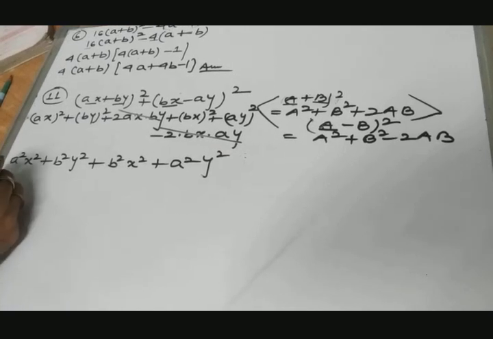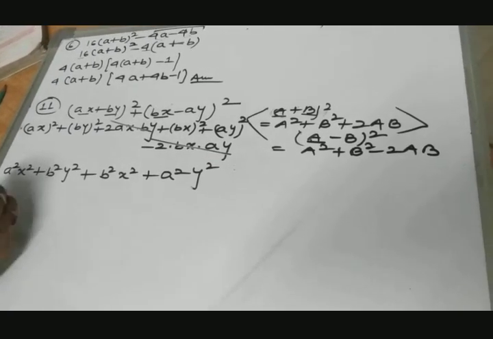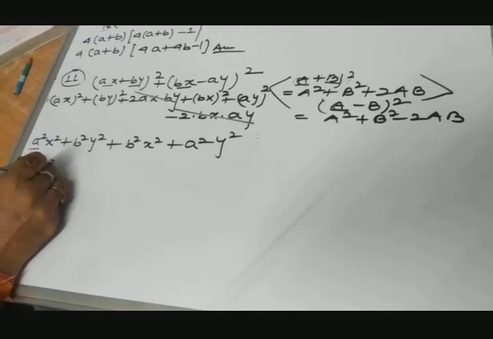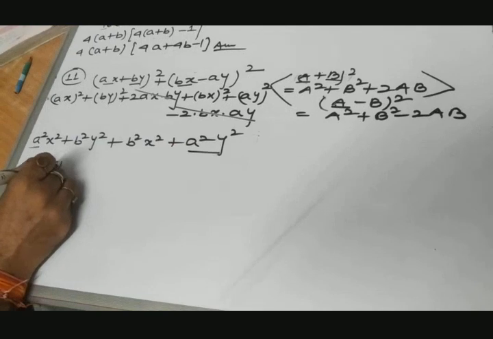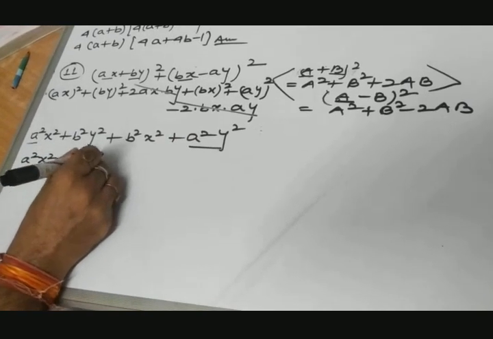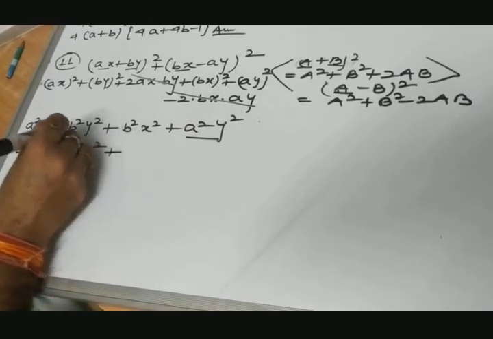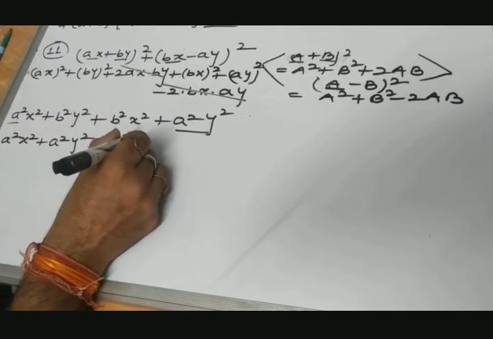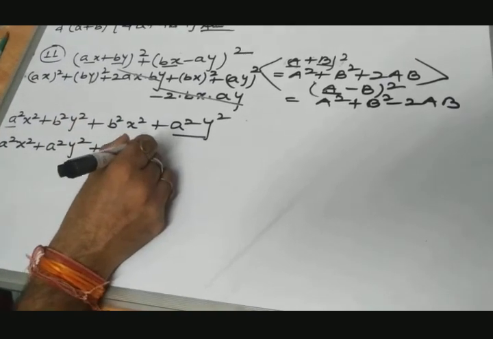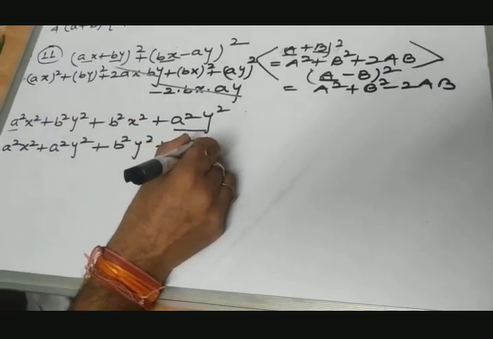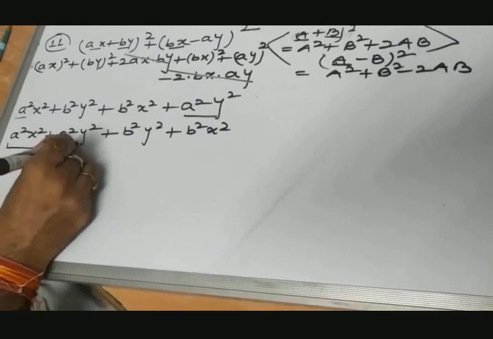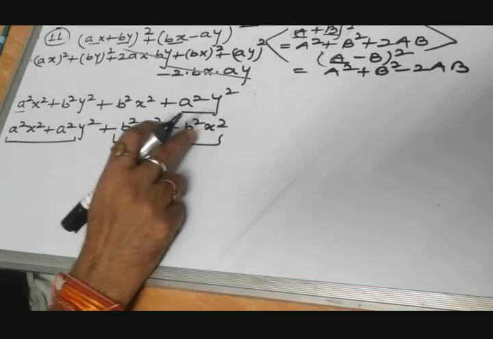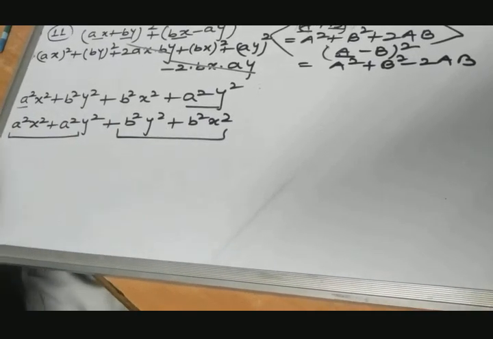We divide as the first group, which contains a². So it contains a²x², and it also contains a²y². In the second group, b² is the coefficient, so first we write b²y² and then b²x². We have divided into two groups: the first group contains a² as coefficient, the second group contains b² as coefficient.